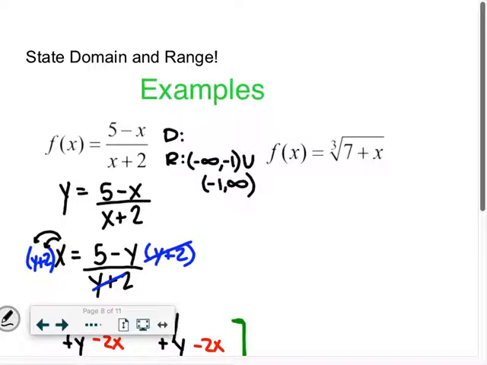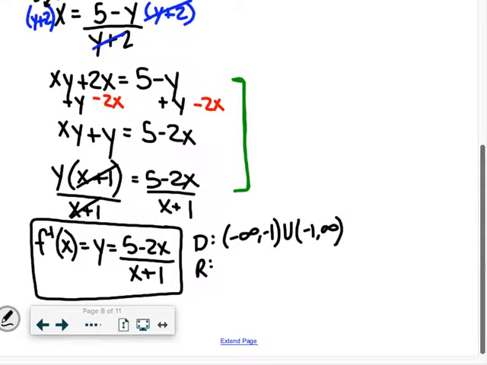So what's the domain for the original? Everything but negative 2. So we would say negative infinity to negative 2 in union with negative 2 to infinity. And we can just copy that down to the range. So the domain of the original, the x's, are now the range, or the y's, in your inverse. So we would say negative infinity to negative 2 in union with negative 2 to infinity. So that's also something that you probably need to practice on the homework tonight.